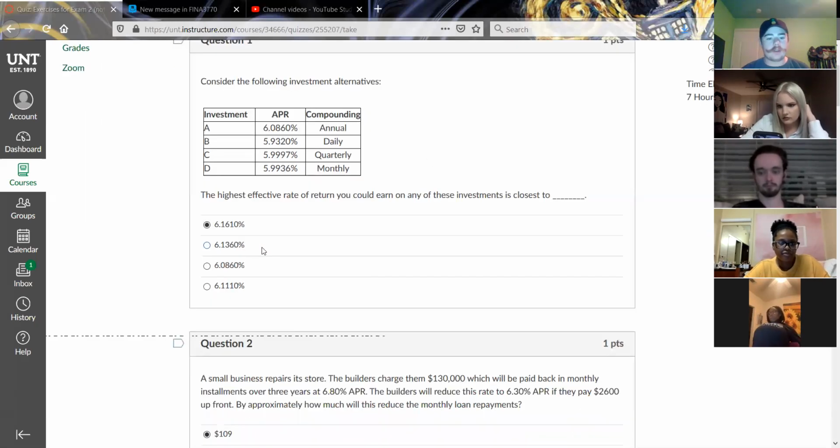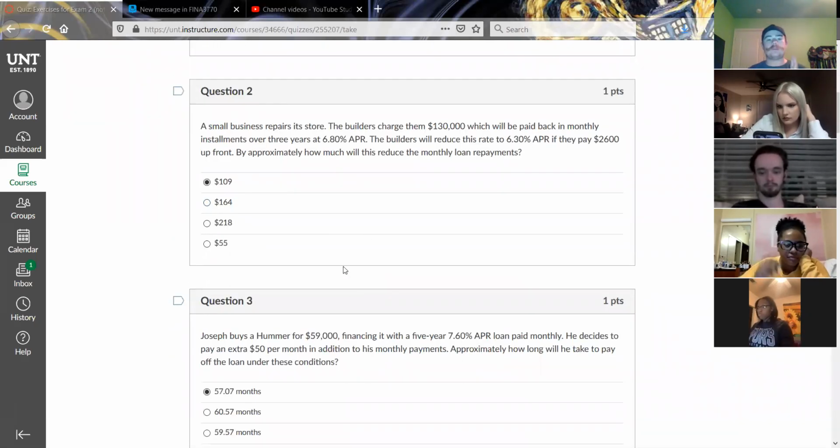All right. The second one was small business repairs its store. Builder charges them $130,000, which will be paid back in monthly installments over 3 years at 6.8% APR. Builders will reduce the rate to 6.3 APR if they pay $2,600 up front, by approximately how much will they reduce the monthly loan repayments?